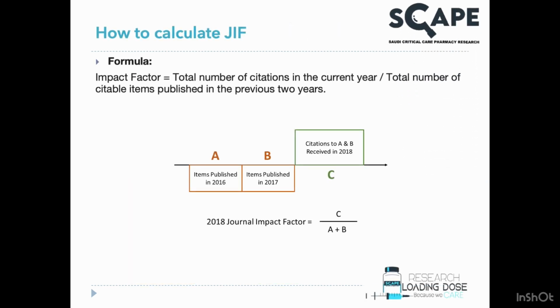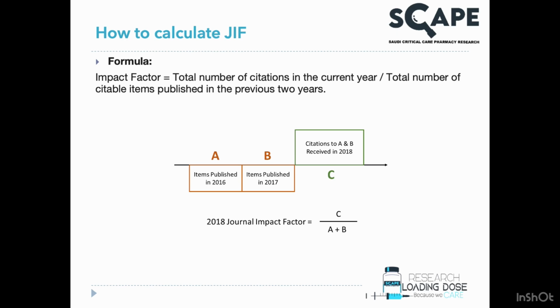How to calculate it? The formula: total number of citations in the current year divided by the total number of citable items published in the previous 2 years. As you see, for example, A is items published in 2016, B is items published in 2017, and C is citations to A and B received in 2018. So the 2018 journal impact factor will be C divided by A plus B.